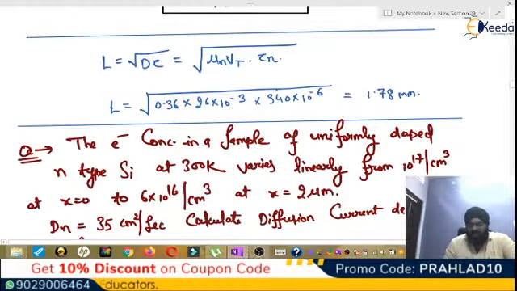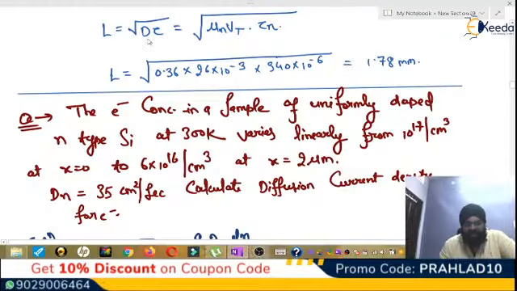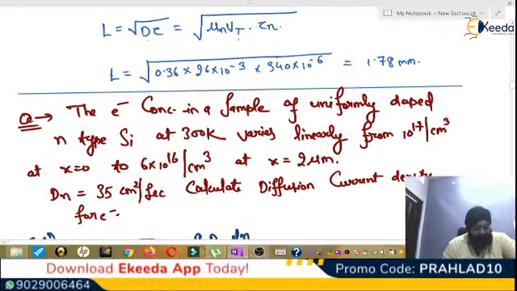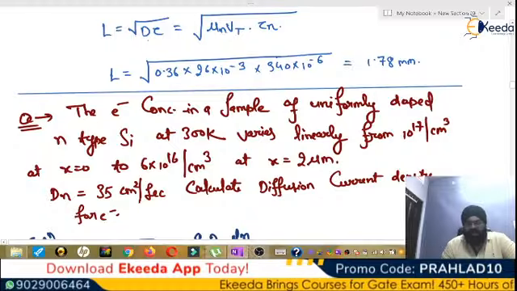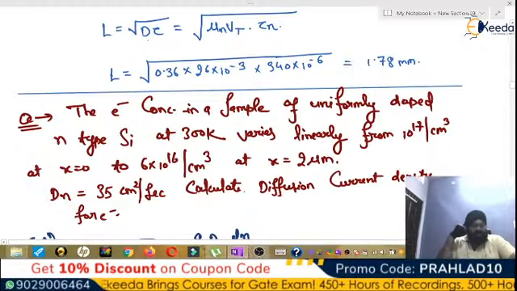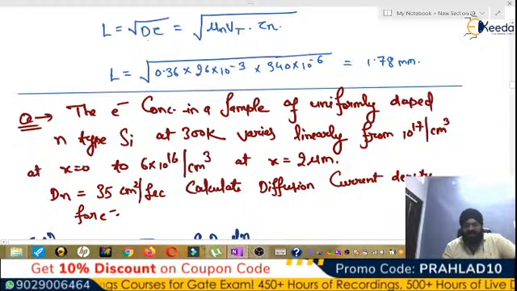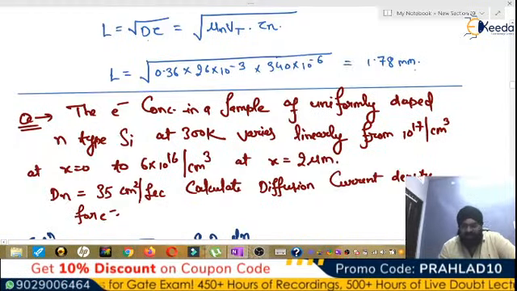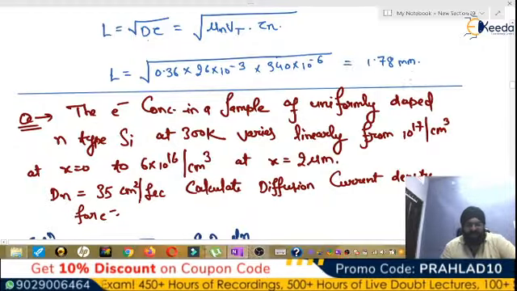So L is under root of D into tau, and D is a diffusion constant, it is mu n into Vt, and it is tau n, right? So mu n is 0.36 into Vt. Vt is 26 into 10 raised to power minus 3, and tau n, the carrier lifetime, is given 340 microsecond. So 340 into 10 raised to power minus 6. So this answer is 1.78 millimeter.